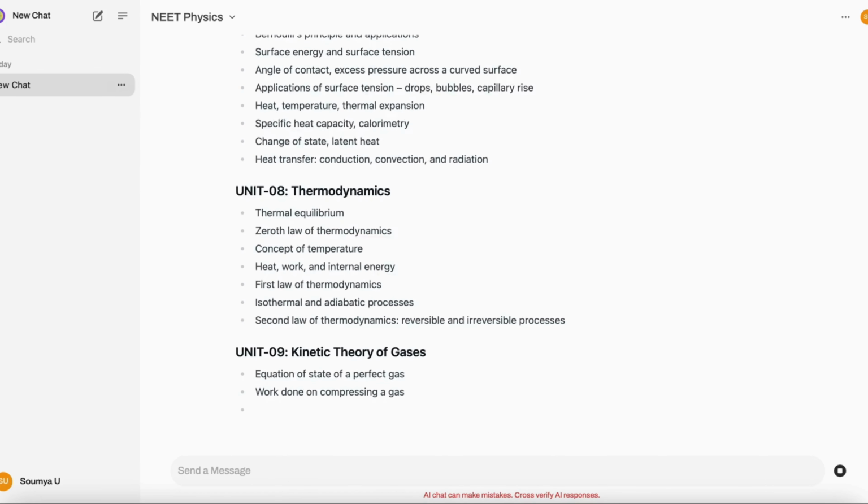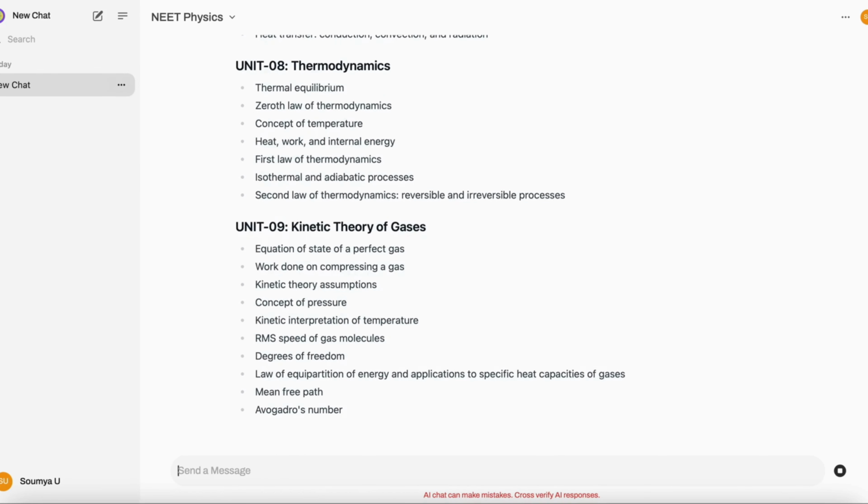Unit 09, Kinetic Theory of Gases: Equation of State of a Perfect Gas, Work done on compressing a gas, Kinetic Theory Assumptions, Concept of Pressure, Kinetic Interpretation of Temperature, RMS Speed of Gas Molecules, Degrees of Freedom, Law of Equipartition of Energy and Applications to Specific Heat Capacities of Gases, Mean Free Path, Avogadro's Number.